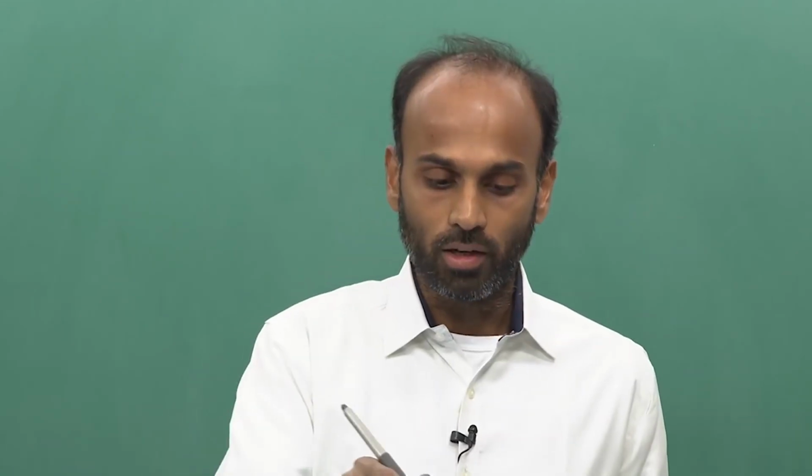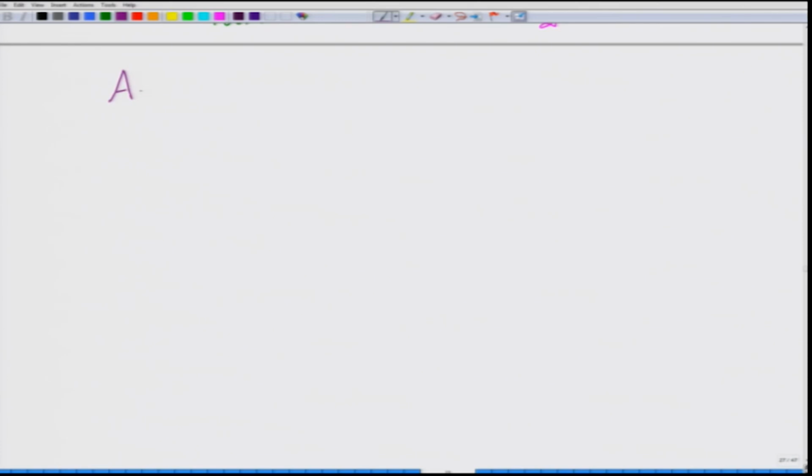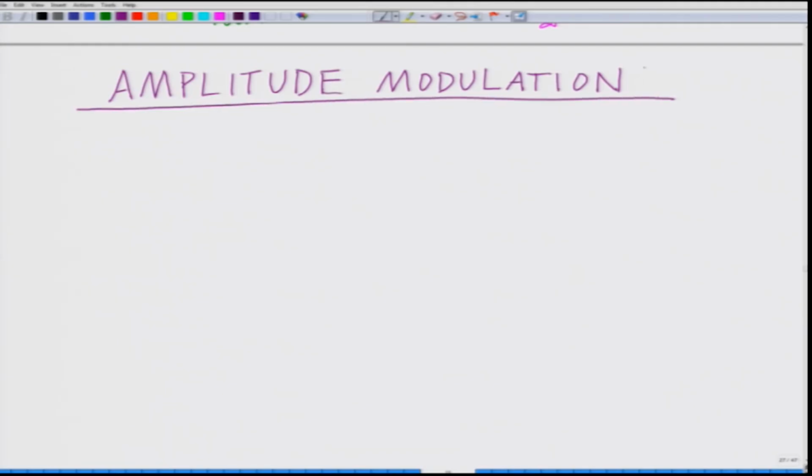Today, in this module, let us start looking at a modulation scheme, or a communication scheme, known as amplitude modulation. Amplitude modulation, often abbreviated as AM, is an analog communication scheme and one of the earliest communication schemes developed and widely used. These principles continue to be used even today.